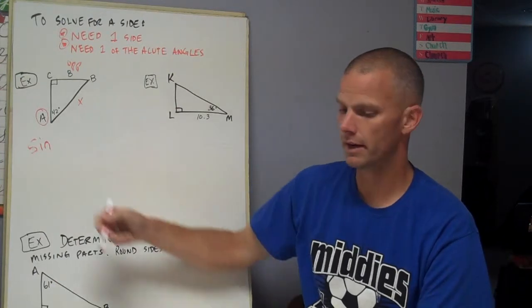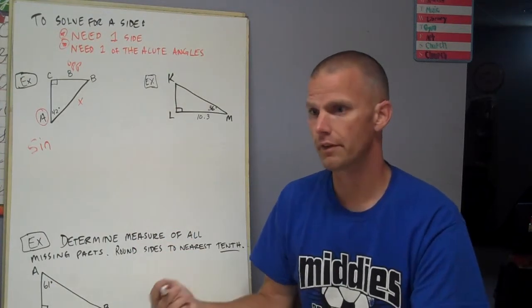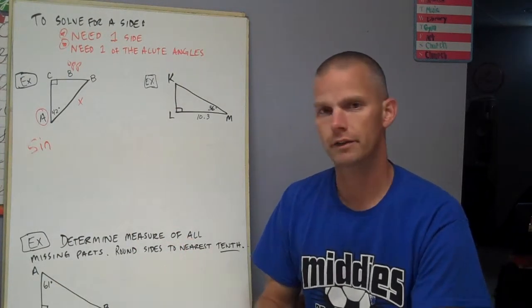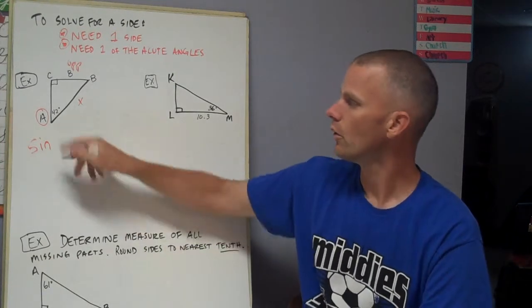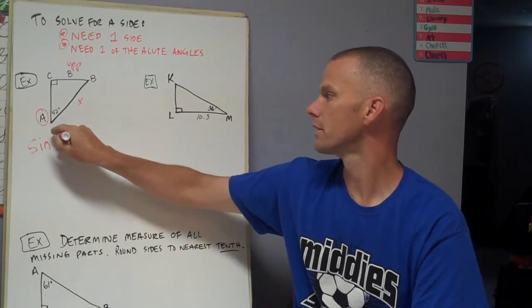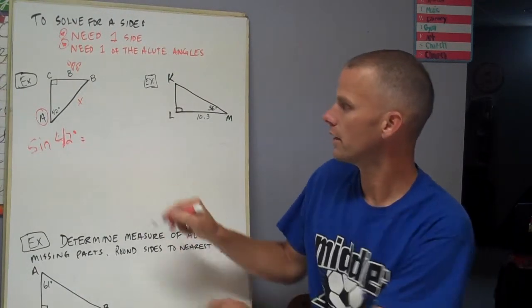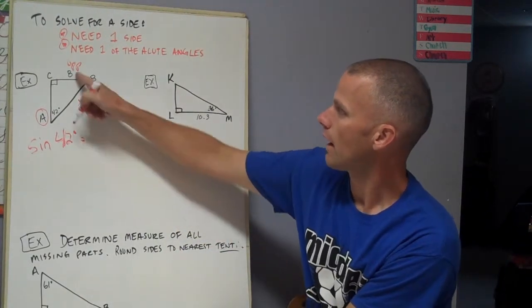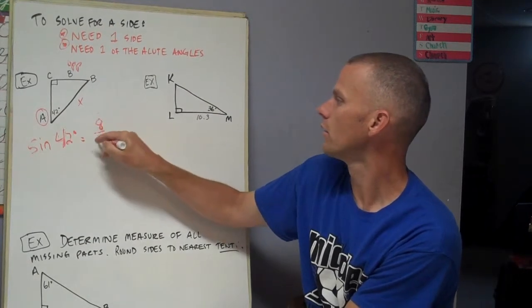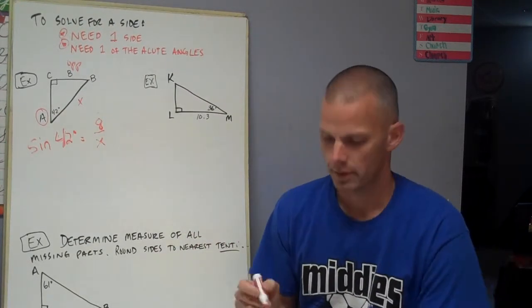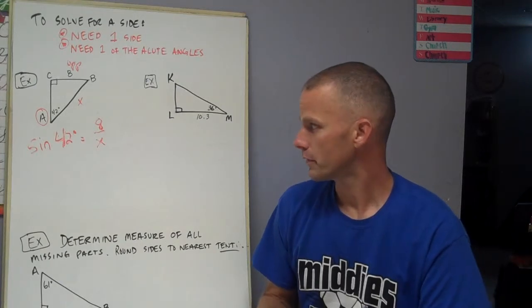Well, usually we had the sine of a variable. Sine of A, sine of U, cosine of T, whatever it might have been. But here, we know what the angle measurement is. It's 42 degrees, so we can go ahead and substitute that right in. Opposite 8 over our hypotenuse. Here's where we need to apply some different strategies.